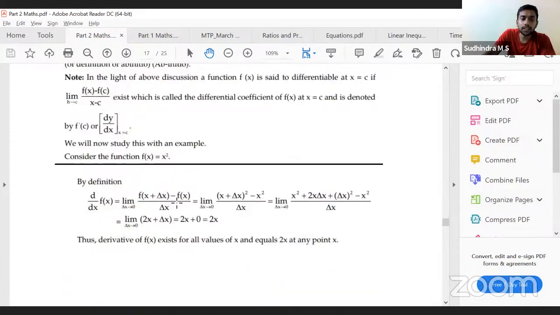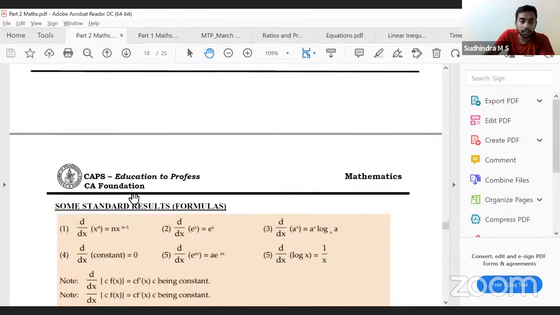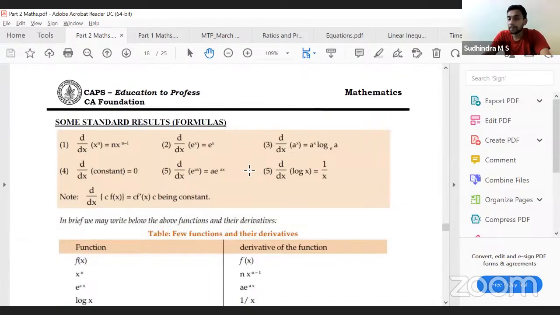With regard to differentiation, we have various standard formulas. Remember these standard formulas. The derivative of x to the power of n is n times x to the power of n minus 1. The derivative of e to the power of x is e to the power of x only. The derivative of a to the power of x is a to the power of x times log of a to the base e.